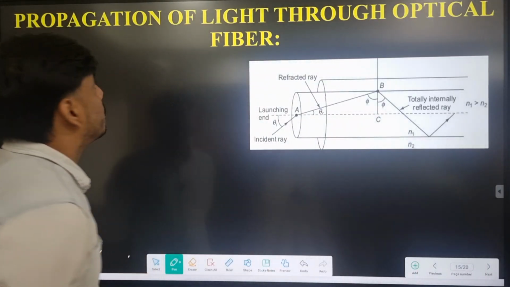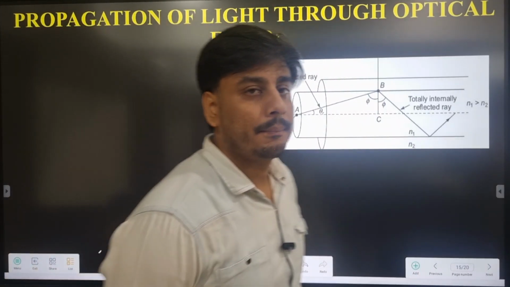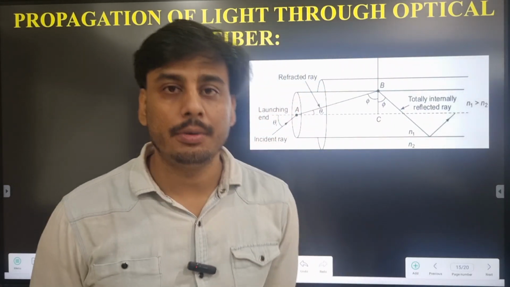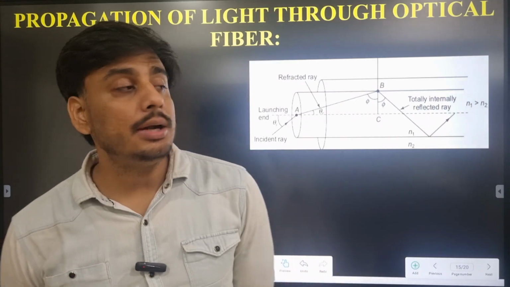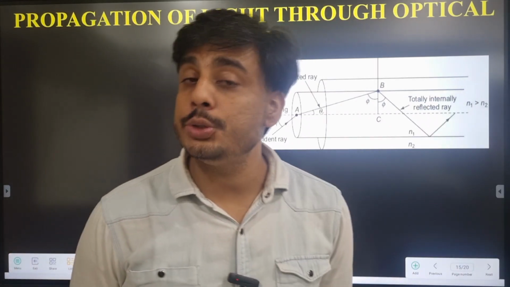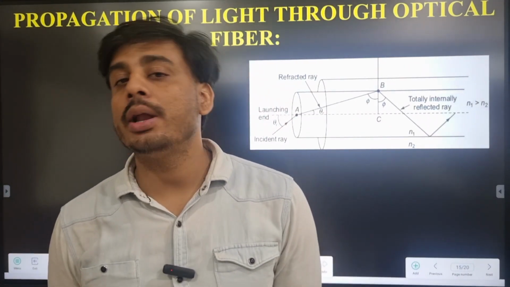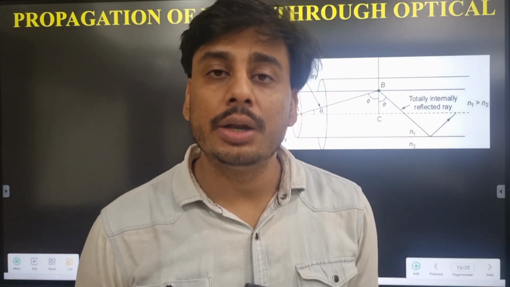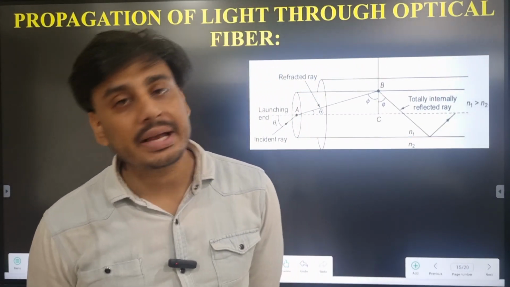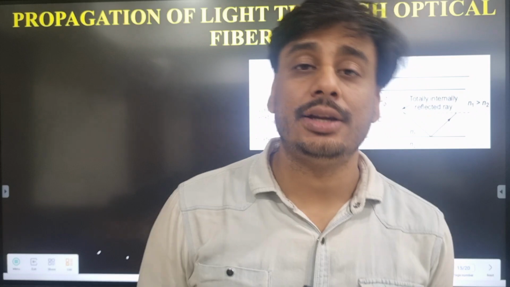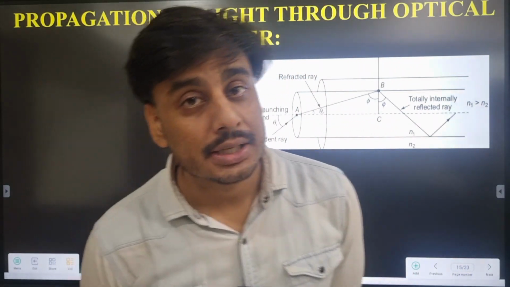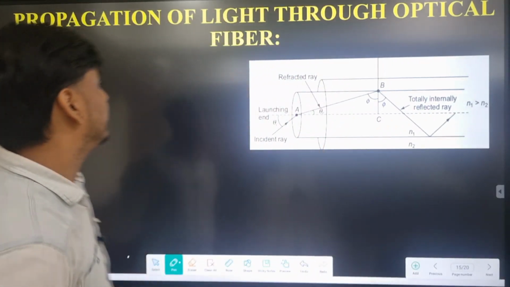Now we will discuss the propagation of light through any optical fiber. How does a light wave travel through an optical fiber, what are the conditions, what are the limitations, and what will be the maximum angle with which you can project a light wave so that it can easily travel through an optical fiber due to total internal reflection? That maximum angle with which a light wave can be incident on an optical fiber so that it can easily go through it is known as the acceptance angle.